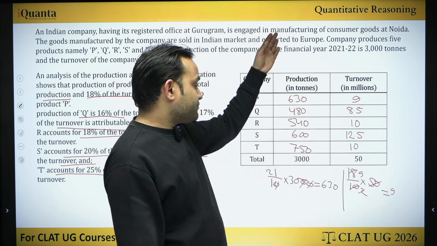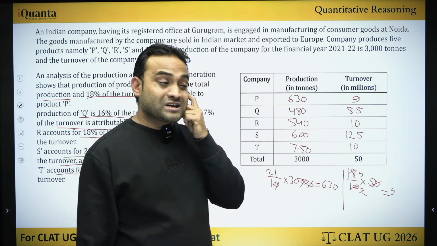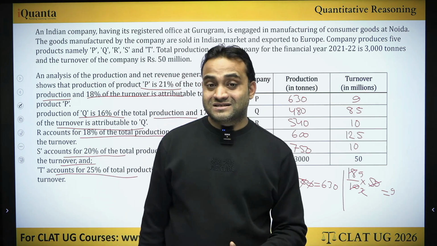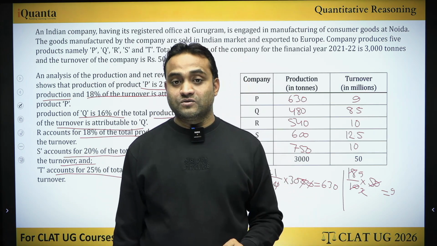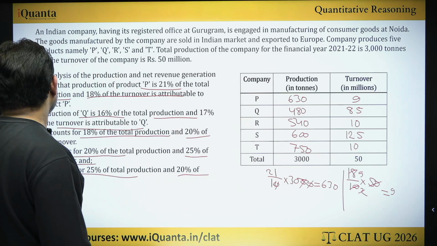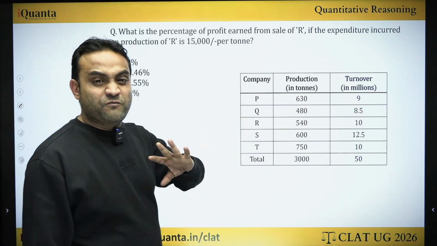So we have the production of each of these products and the turnover of each of these products in the session 2021-22. Now let's solve this question one by one. We should be able to solve this question very easily now.